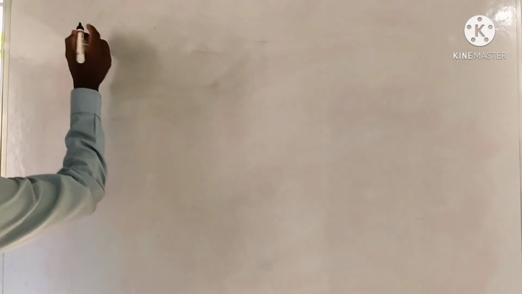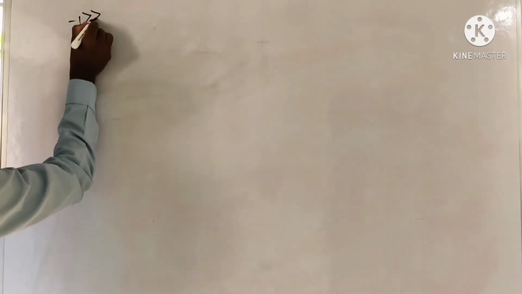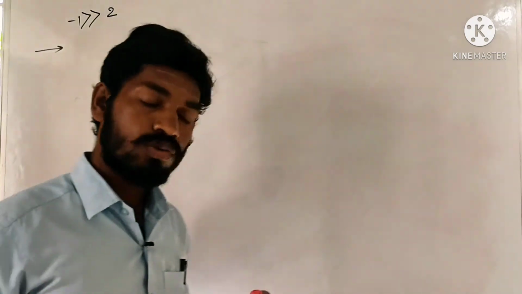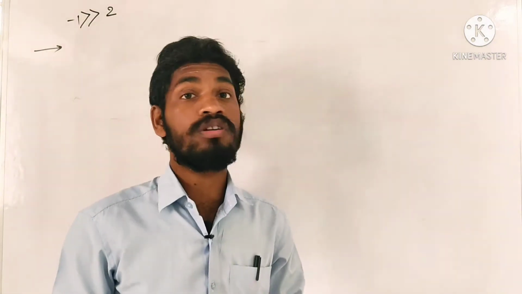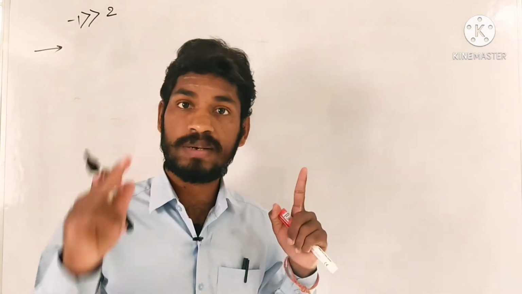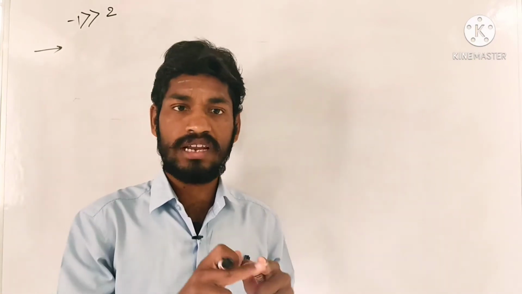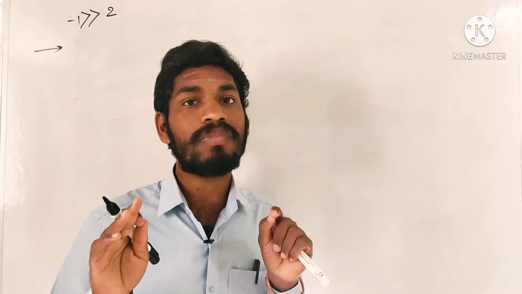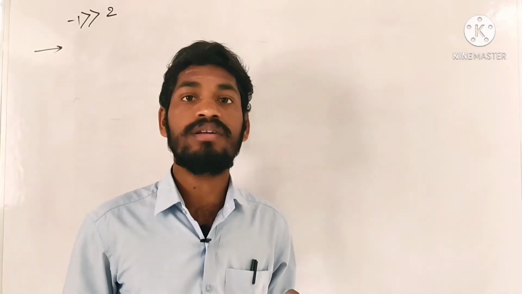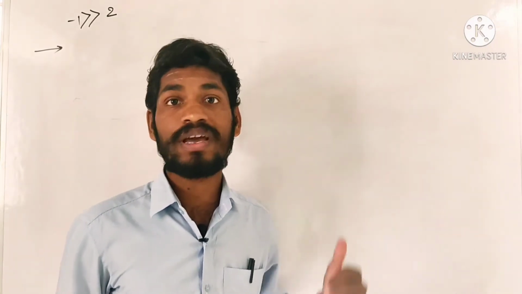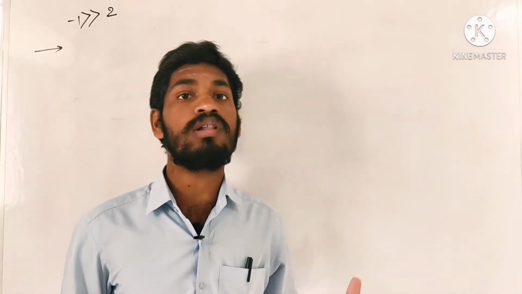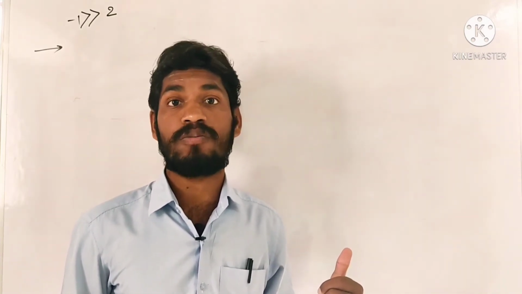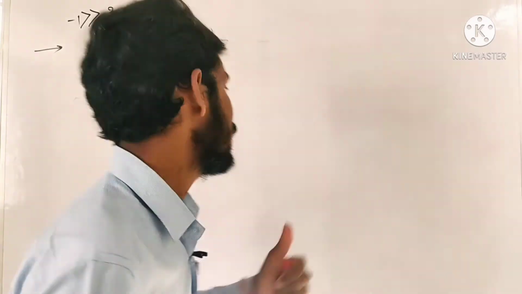Suppose the question is minus 1 right shifted by 2. I already told the answer: minus 1 right shifted by 8, or minus 1 shifted by any number, you will get the result as minus 1 only. Keep that in mind. We will check why we are getting minus 1, and how the right shifting operation works internally. All of that we will discuss later.